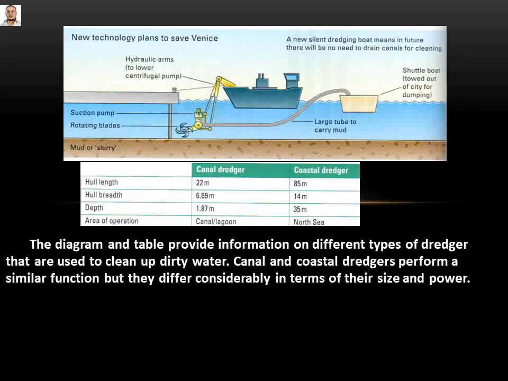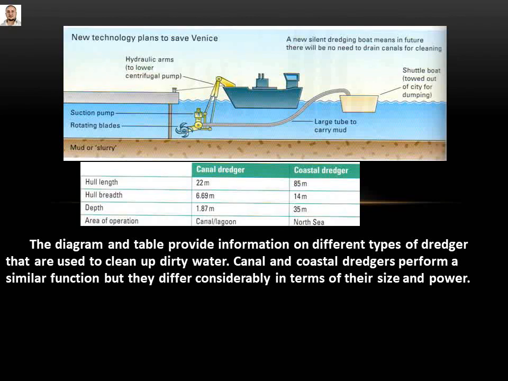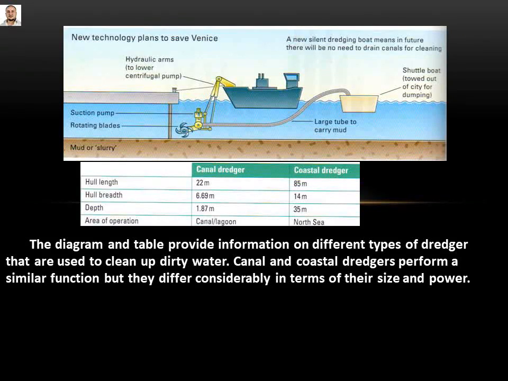Now, let's come to the first paragraph. We say the diagram and table. When we talk about it, we talk about a diagram and table. Why? Because we are having a table here. The diagram and table provide information on different types of dredger that are used to clean up dirty water. Canal and coastal dredgers perform a similar function, but they differ considerably in terms of their size and power.